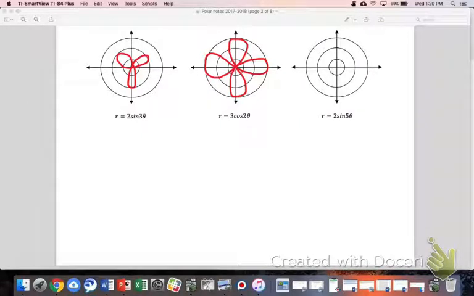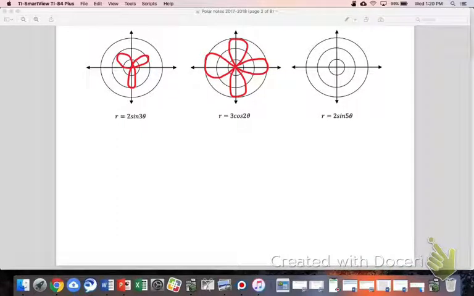Did you notice that the 3 on the input matched the number of petals? But then when you look at the one we just did, the number of petals was double the 2, right? Is there a pattern there? Maybe you noticed some interesting things. Did anybody investigate the domain like we did with that other one? This one we're doing is 2 pi. Yeah, this one, the domain needs to be the full 2 pi.